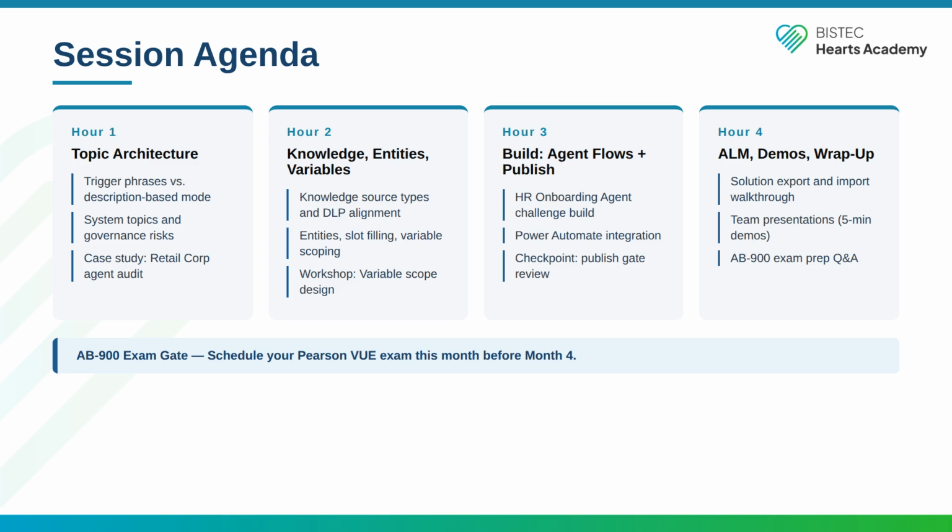One important note on the AB-900 certification gate at the bottom of this agenda: the exam is not optional coursework for this track. Month 4 content covers generative orchestration, autonomous agents, and multi-agent coordination, all of which build on the AB-900 knowledge baseline. Schedule your exam before month 4 begins.